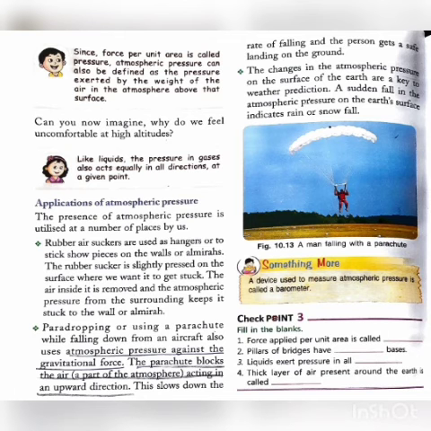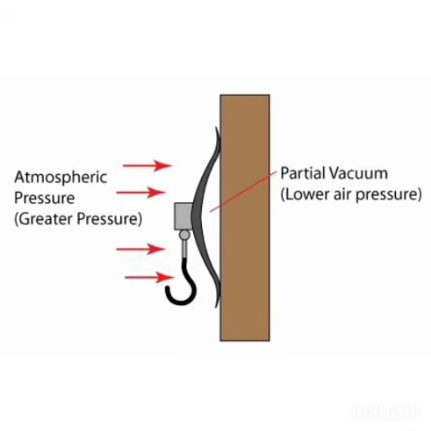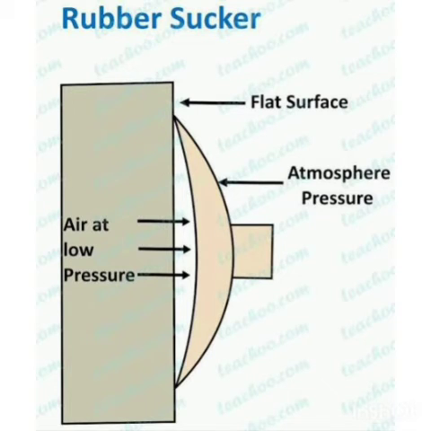Application of atmospheric pressure. Rubber air suckers are used as hangers or to stick showpieces on the wall or almirahs. The rubber sucker is slightly pressed on the surface where we want it to get stuck. The air inside it is removed and the atmospheric pressure from the surroundings keeps it stuck to the wall or almirah.